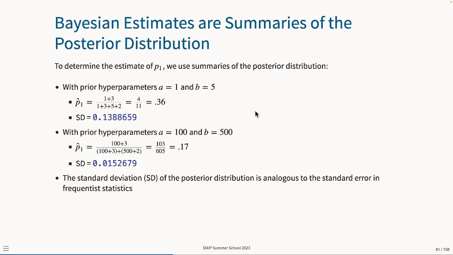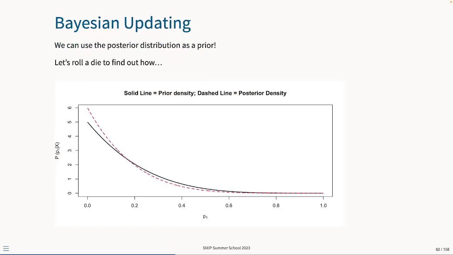So again, the summaries. This is the mean, 0.36. These are the formulae, by the way, that I showed you for the mean of the beta and the standard deviation or variance of the beta, right? For the uninformative prior, the mean was 0.36 and the standard deviation was 0.13. For the informative prior, the mean was 0.17, very close to what we should expect it to be, and the standard deviation was 0.01. And again, that standard deviation is analogous to the standard error in the maximum likelihood world, where the parameter could be located.